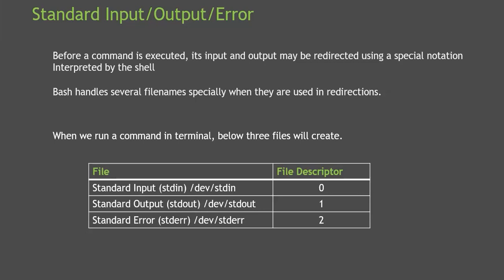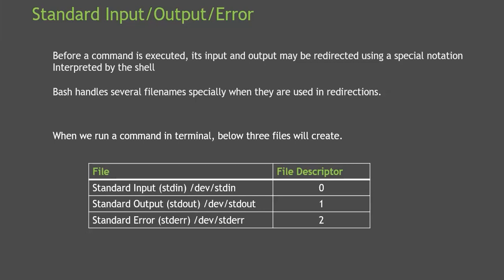Whenever we run these commands in the terminal, in the backend these three files get created. Under /dev, the stdin, stdout, stderr files get created, and they process these standard streams. Standard input file descriptor number is 0, standard output file descriptor number is 1, and standard error file descriptor number is 2. Now we'll see how we use these file descriptors.